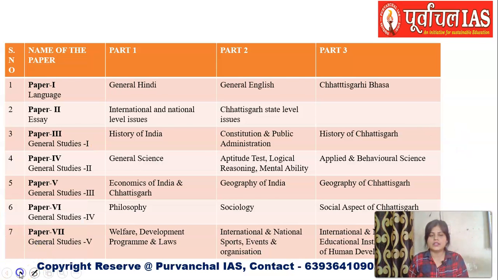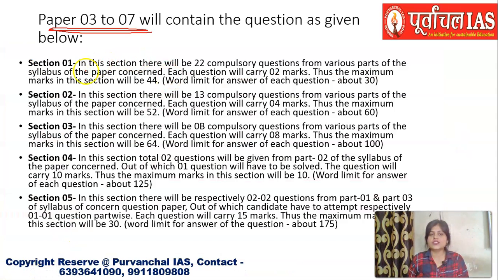That is given here. See, in section 1, you will have 22 compulsory questions. Each question carries 2 marks. That means you are supposed to write 22 questions carrying 2 marks, and the word limit for them will be 30. Okay? In 30 words you will have to write the 2 marks questions, that are 22 in number.